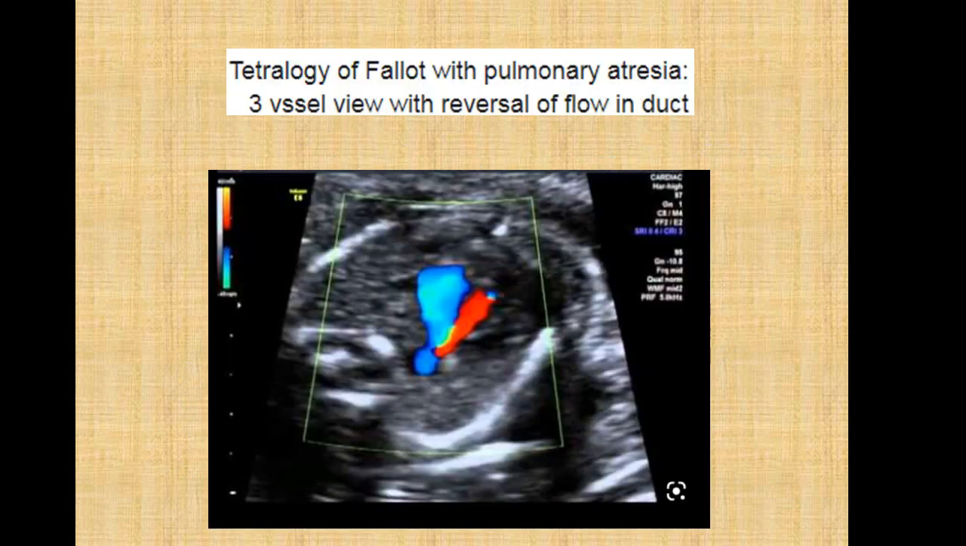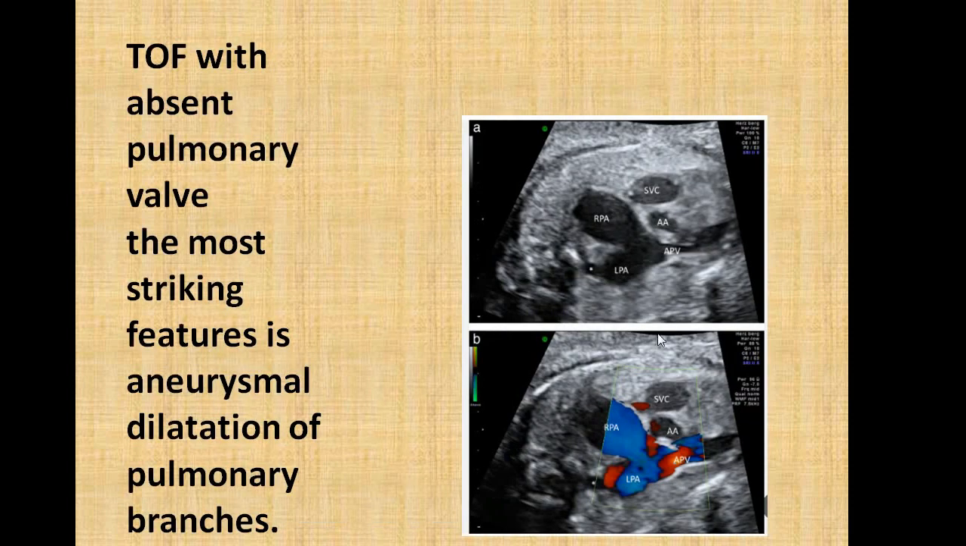Here is an example of tetralogy of Fallot with pulmonary atresia. You will notice that the flow in the pulmonary artery, a smaller pulmonary artery, is ductus dependent. The flow comes from the aorta, due to atretic pulmonary artery. And here is another example of tetralogy of Fallot with absent pulmonary valve syndrome, with the hallmark of this diagnosis being the aneurysmal dilatation of right and left branches of pulmonary artery.